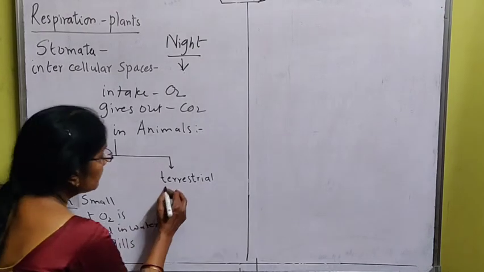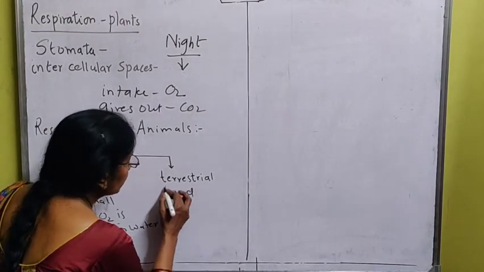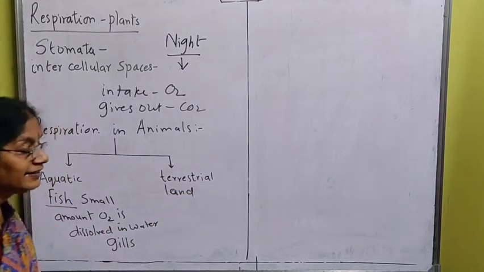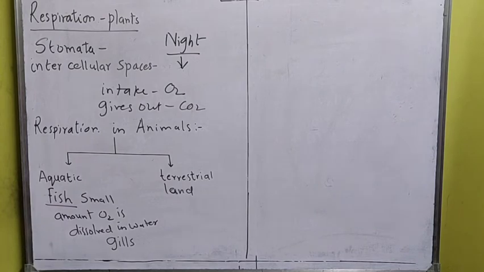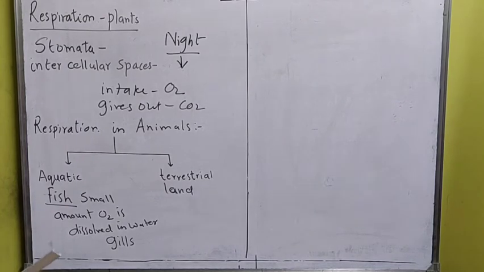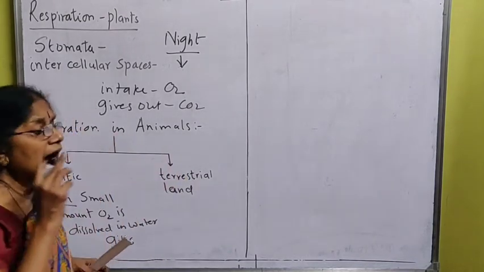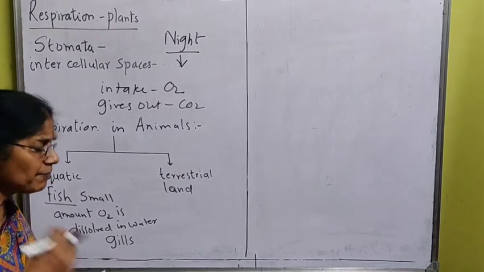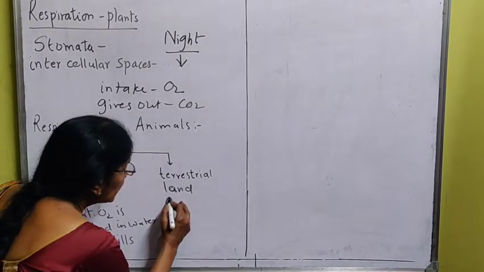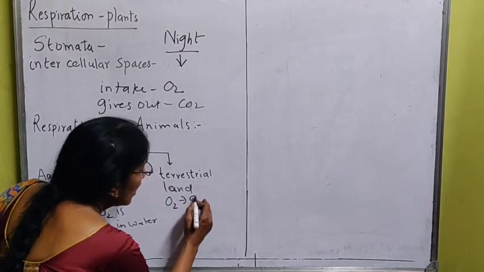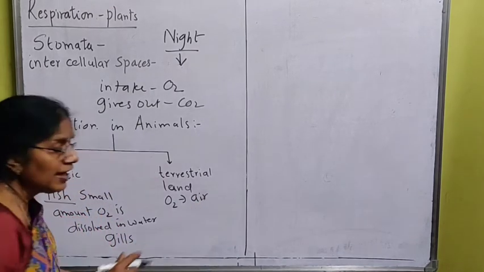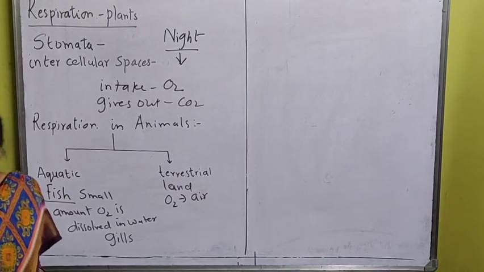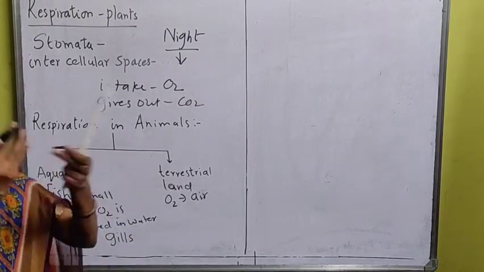Terrestrial means which lives on land. They have an organ system for respiration. So the terrestrial animals also do the same: the free oxygen which is there in the air, in the environment or atmosphere, they will respire.